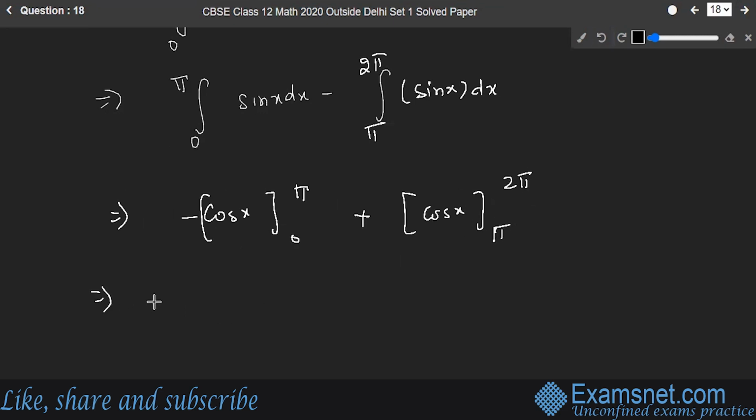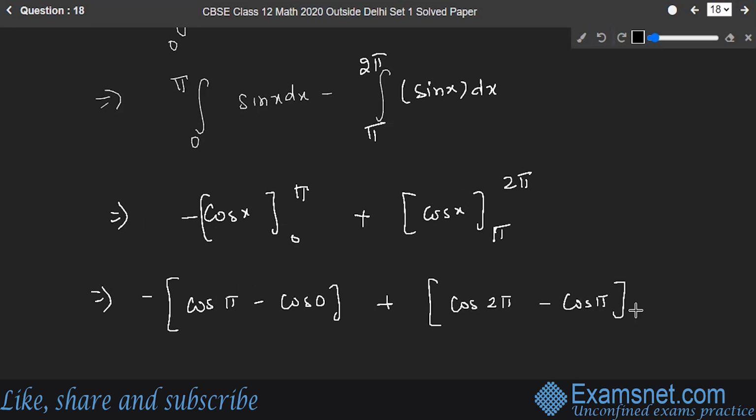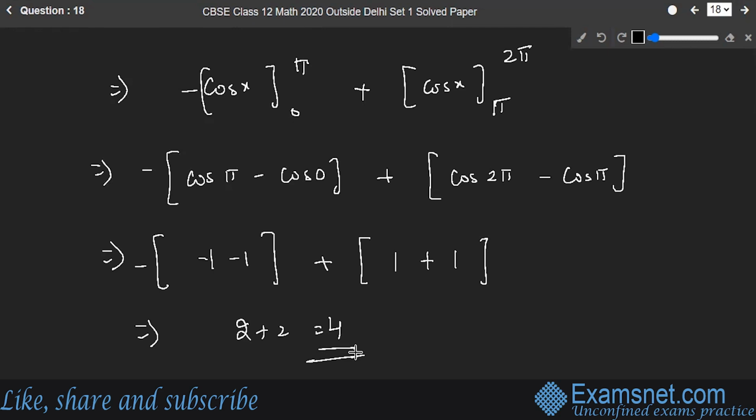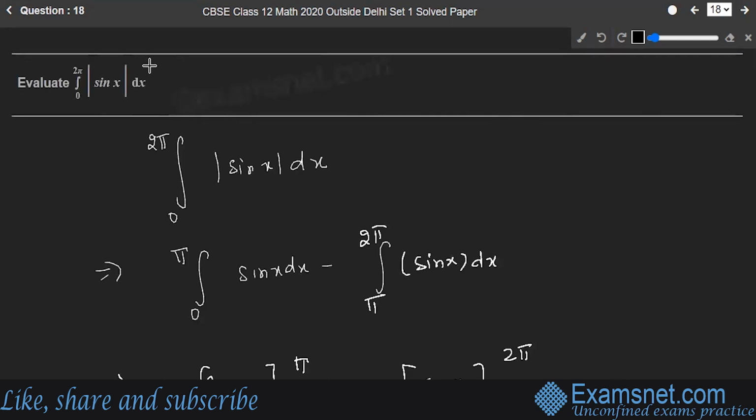Okay. So this makes minus cos of pi minus cos of 0 plus cos 2 pi minus cos of pi. So this makes it minus cos of pi, which is equal to minus 1, plus cos 2 pi is 1, minus of minus 1 will be plus 1. Okay. This makes it 2 plus 2, that is equal to 4. So the answer to this question is equal to 4.